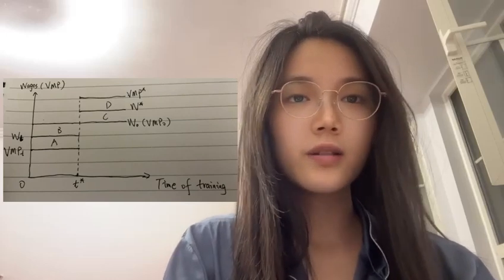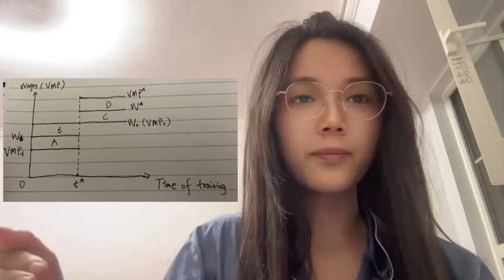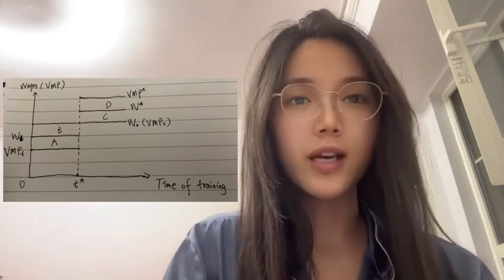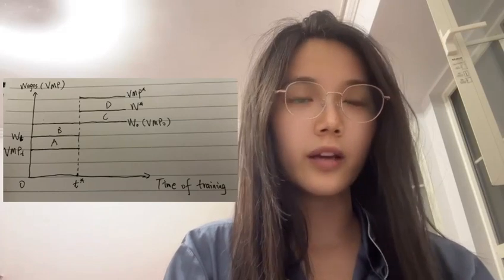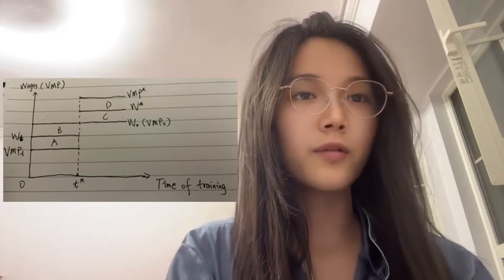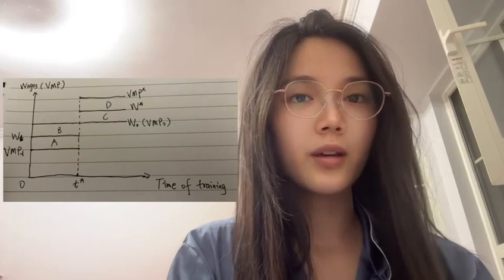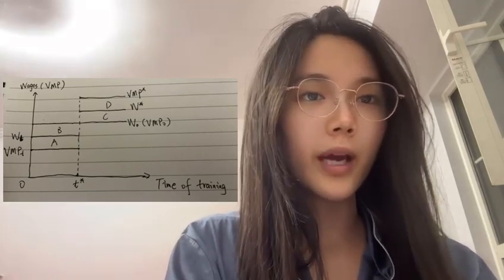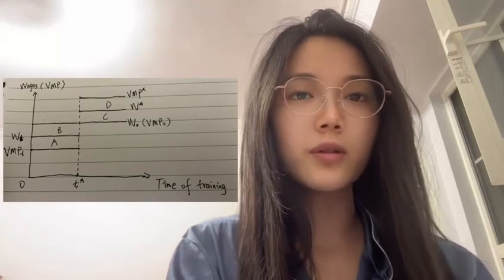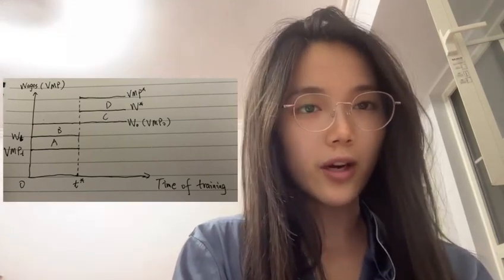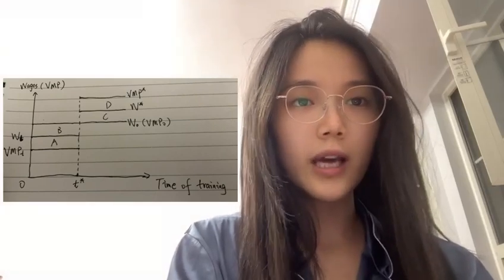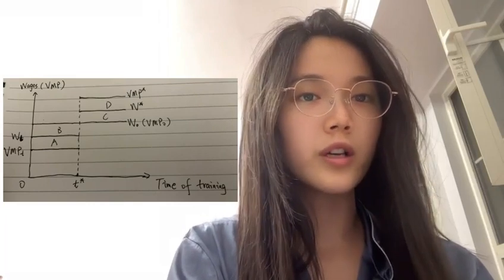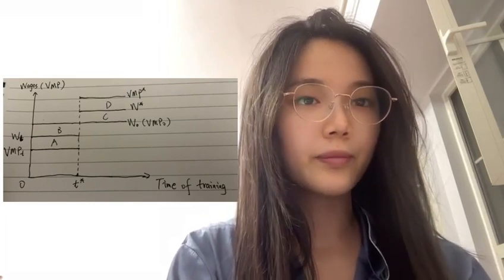During the training phase, to the left of time T star, the worker is being trained and is less productive. This is shown by VMP star, the value of marginal product during training, which is quite low. However, the worker is still being paid a wage labeled W star, which is higher than VMP star. Thus, area A demonstrates a cost for the employer, who pays more than the worker is producing during training.